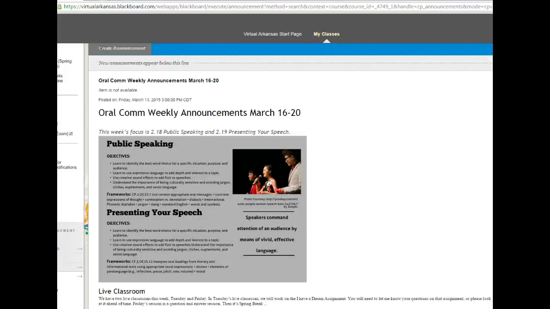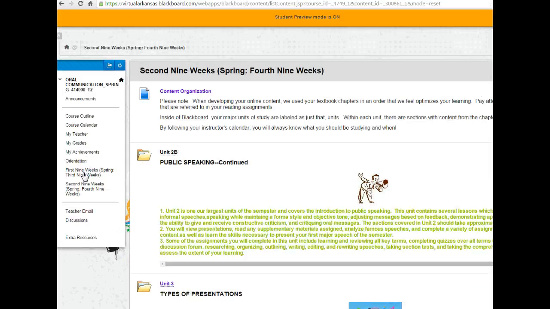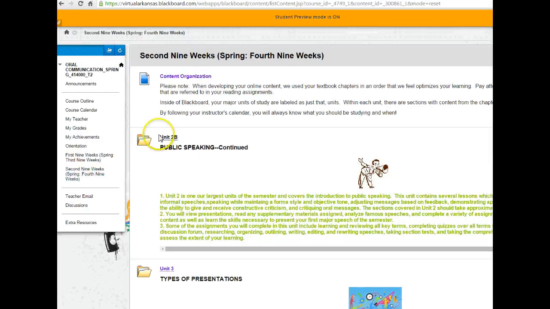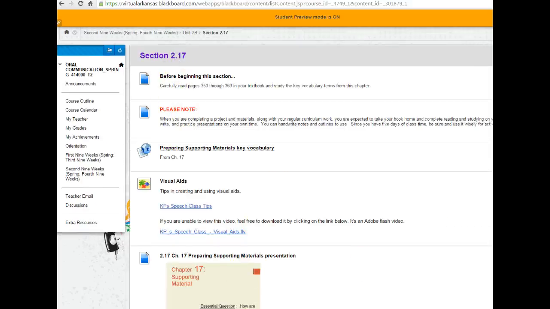So let's look at where you're going to go from here to log into these assignments. To get to this week's assignments, you're going to click right here where, remember, this is a semester class, so just click on spring, fourth nine weeks here. And you're going to click on Unit 2B, because this is the rest of what you had finished or started last nine weeks. So remember, if you have not completed section 2.17, you need to do that.